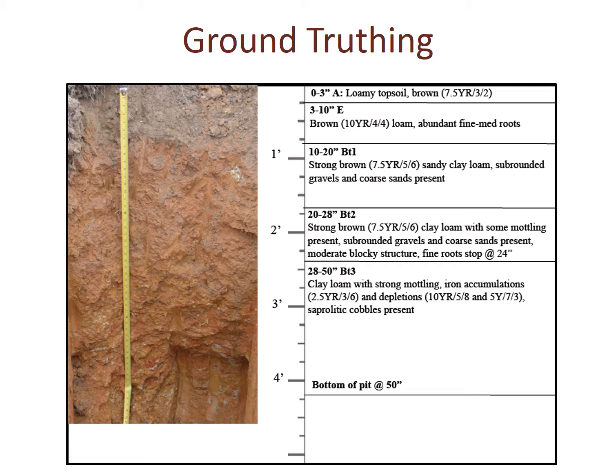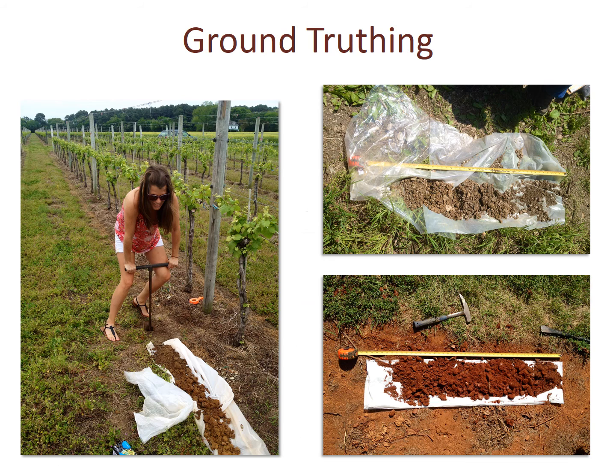So we use this information to inform our interpretations of the EM maps. I also use hand augers to sort of extend ground truth coverage. And sometimes it's not feasible to get a backhoe out on site, but backhoes are preferred.